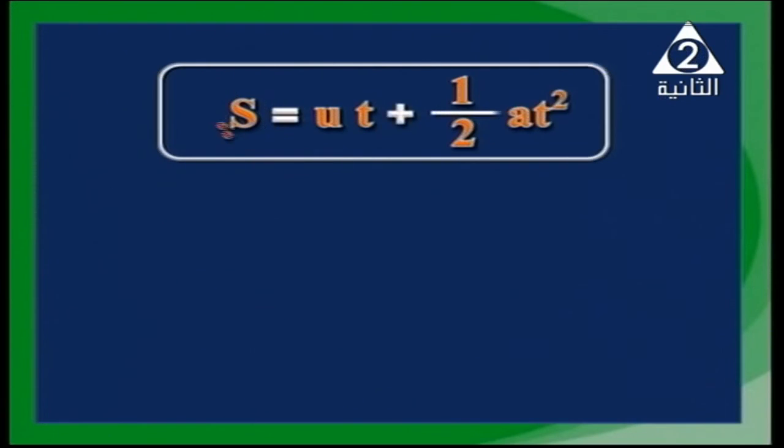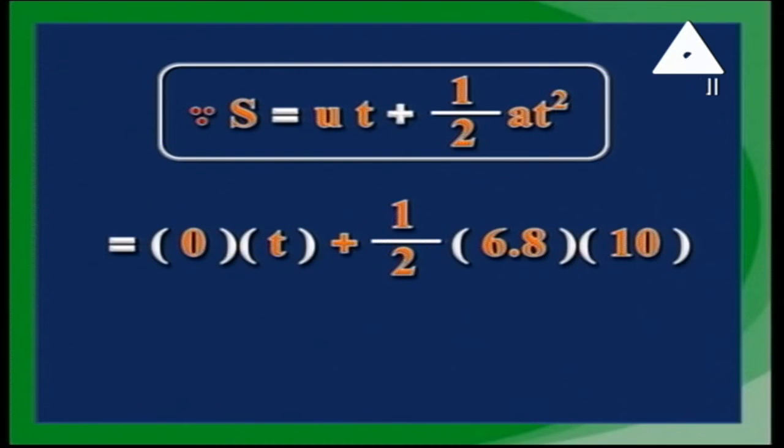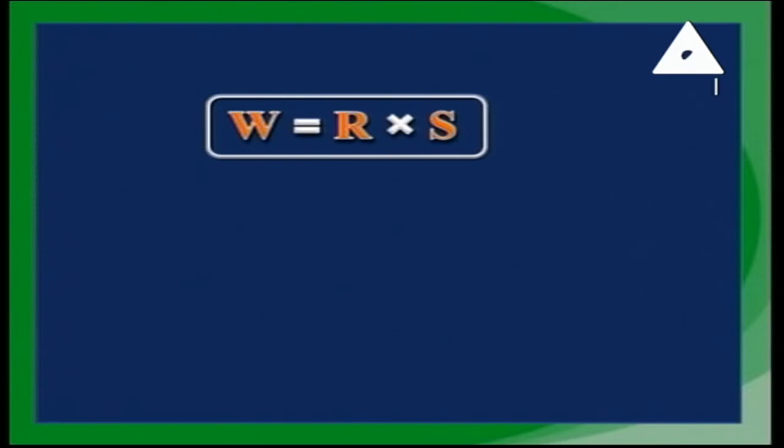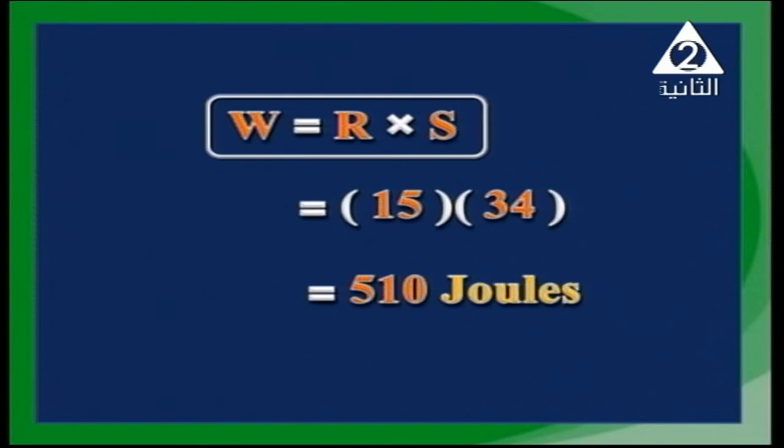Since, my dear student, from the second rule, S equals V naught t or ut plus half at square. V naught or u is initial velocity, t time, acceleration A, S displacement. This relation between displacement and velocity or initial velocity and acceleration respect time t. Therefore, we know that in this case t equals 10, answer is 34 meter. The work done in this case, my dear student, equal R times S. R equal 15, S 34, answer is 510 joule.